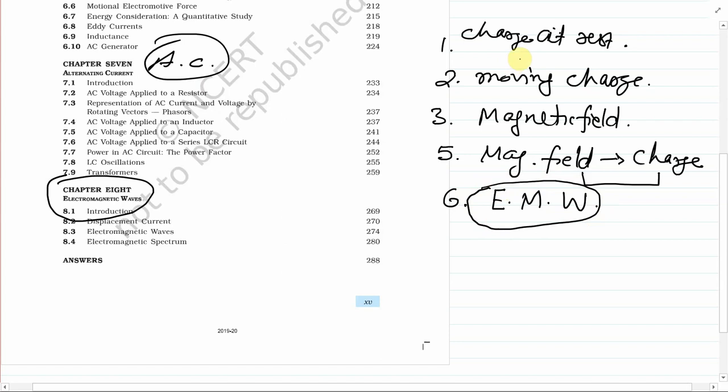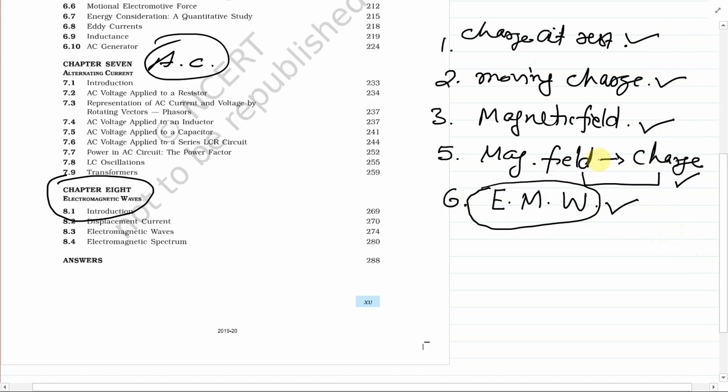So here we have charge at rest, then it moves, then it induces a magnetic field, then the magnetic field induces charge, then we combine both of them and it becomes electromagnetic waves. So the story doesn't end here. In the second part of the book, the story continues.